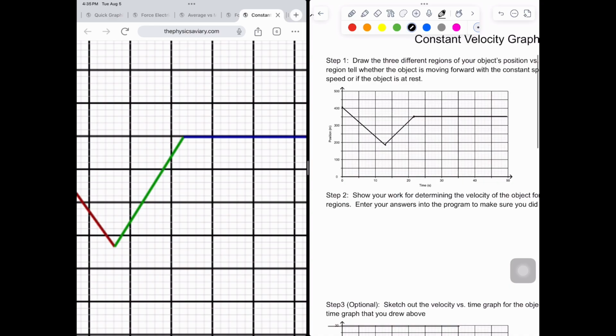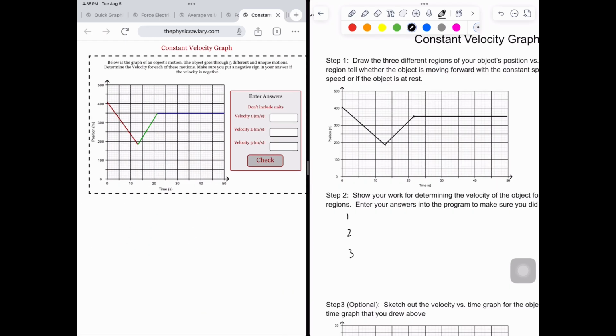Okay, there's my graph. Now, in order to find the velocity for each of these regions, regions 1, 2, and 3, we need to find the slope. The slope of a position-time graph is the velocity.